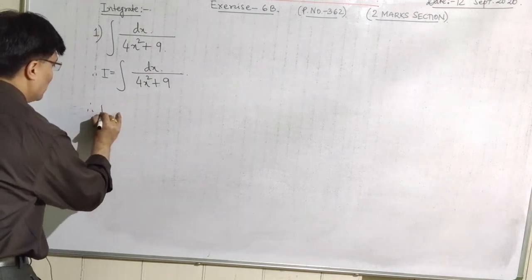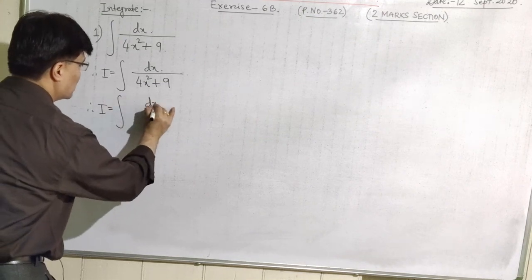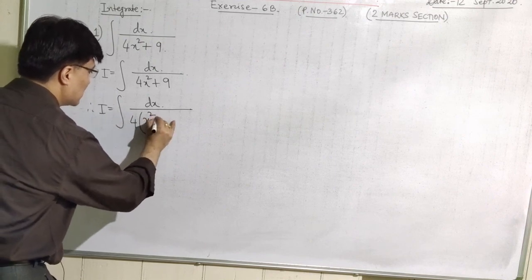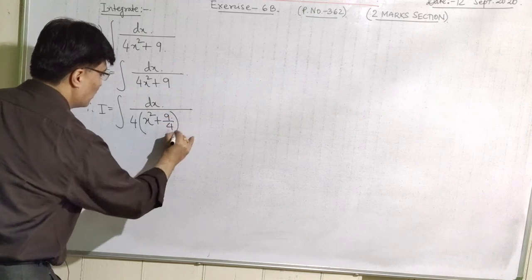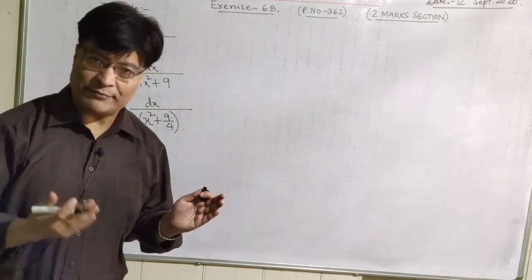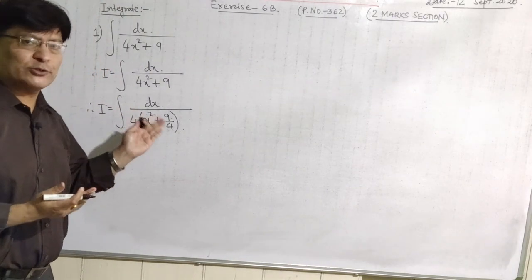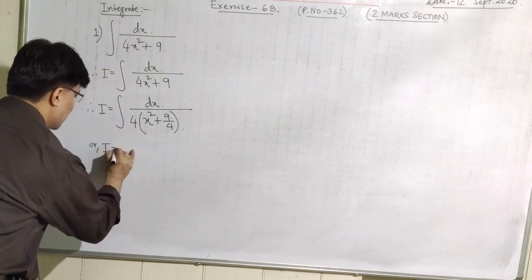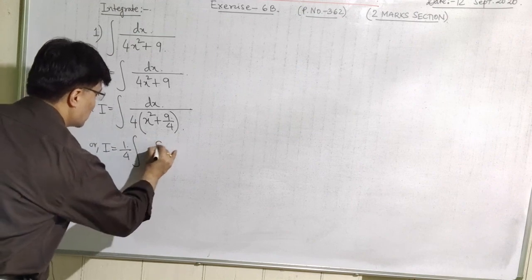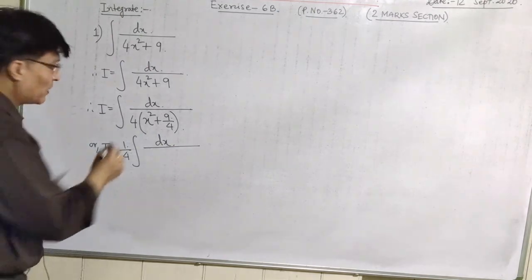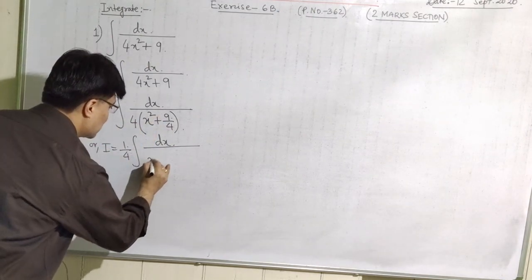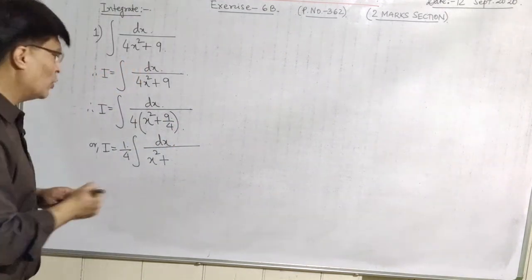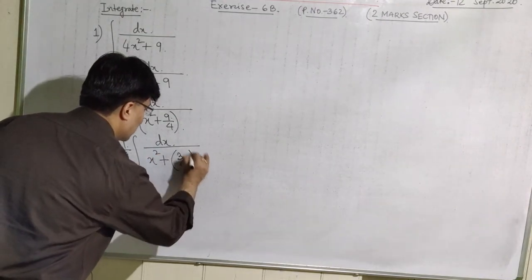So you have to take 4 as common to make the coefficient of x square 1. Therefore I is equal to integration of dx divided by 4 taken common, within bracket x square plus 9 upon 4. Is that clear? Next, the constant you can take outside, it is 1/4 integration of dx divided by x square plus, this 9 by 4 should be converted into whole square. So this is 3 by 2 whole square.